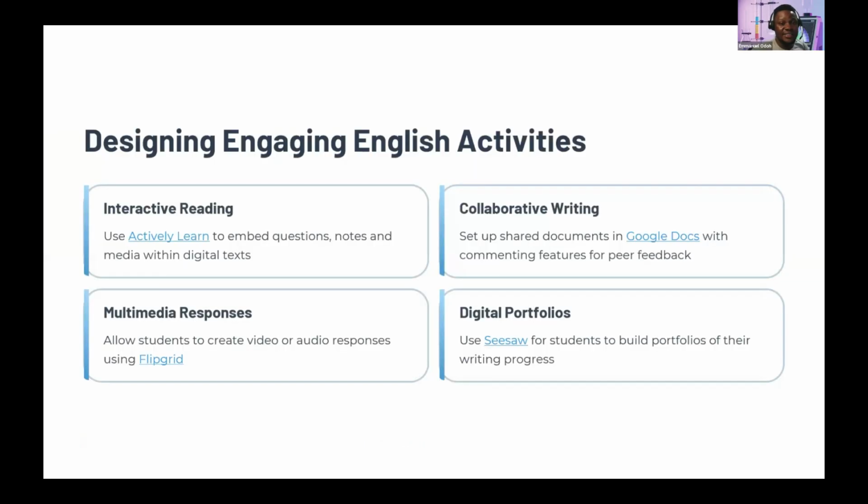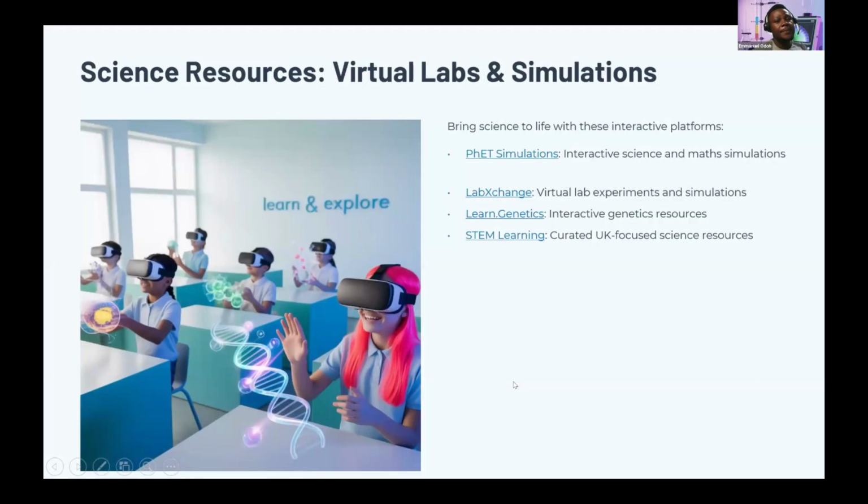So these are other interactive activity learning is another interactive reading platform. We have collaborative writing. We use Google Doc. It's part of the Microsoft Suite, Google Doc. We have Flipgrid for multimedia. Seesaw is another platform. And then we have for science, this is one somebody asked for, simulations. We have PhET simulation. We explore that. Labster is a virtual lab experiment. We have Learn Genetics for biology, and then STEM learning.